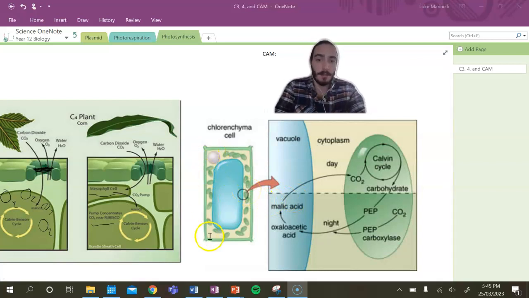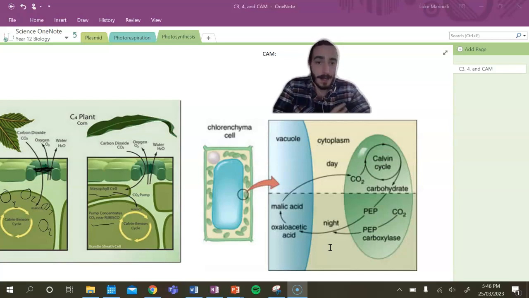So we can see this plant cell here, this large central vacuole, and our chloroplast around the side. Now here we see that zoomed in, so we can see our chloroplast here and our vacuole over here. And what we can see is this split into day and night. So let's talk about what happens during the day. These are plants that live in really hot, arid conditions, so dry conditions, so things like cacti.